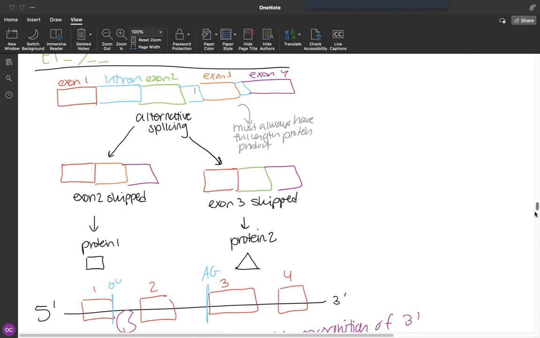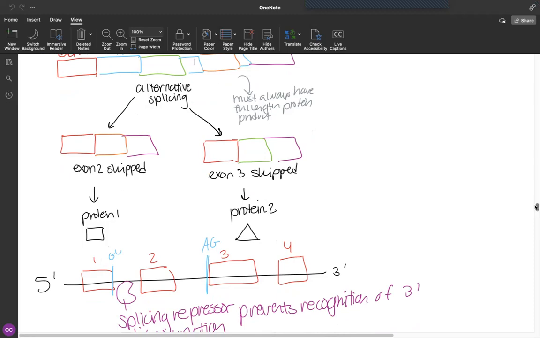So you have to have a protein product where you're not splicing out any of the exons, where you would have exon 1, exon 2, exon 3, and exon 4. But again, the good part of this is that we can produce multiple different proteins from the same locus. So that gives organisms a lot more freedom, a lot more different things that they can do.